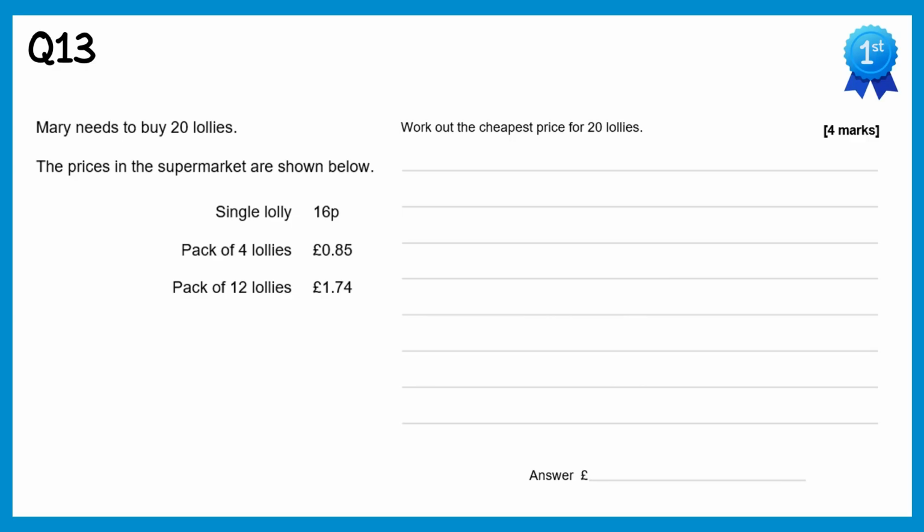In this question, we need to work out the cheapest price for 20 lollies, and we're given some information about the lollies here. We can buy them in 3 ways: a single, a pack of 4, or a pack of 12. So before we do this, we want to work out which of the deals is the best value.